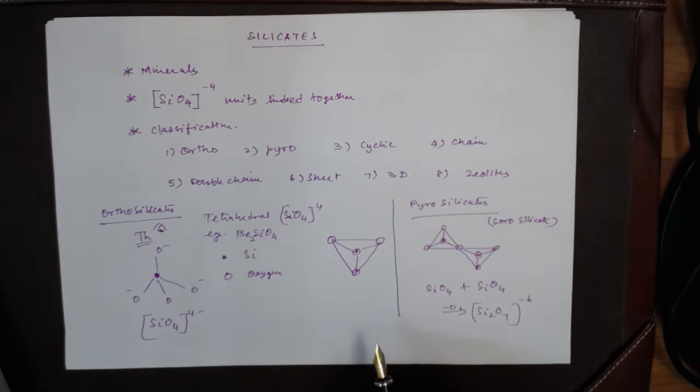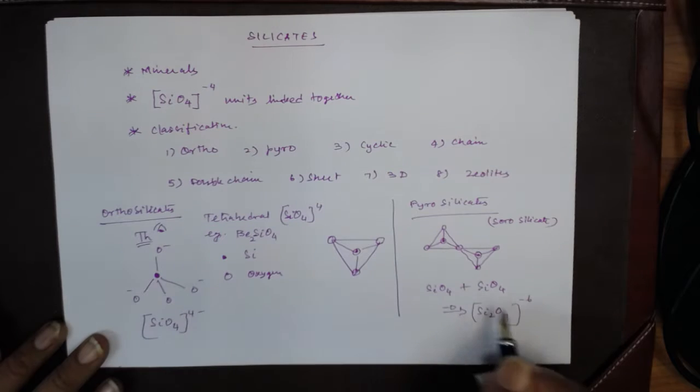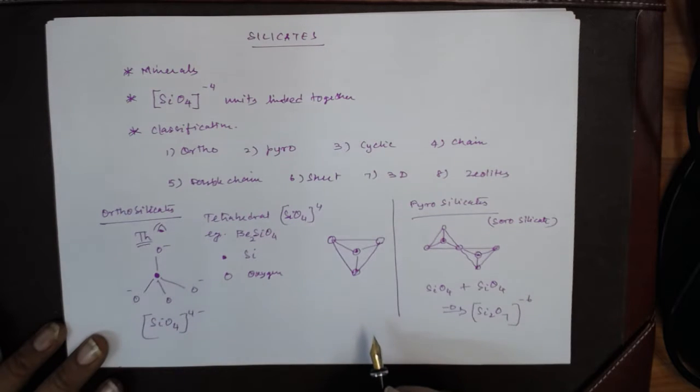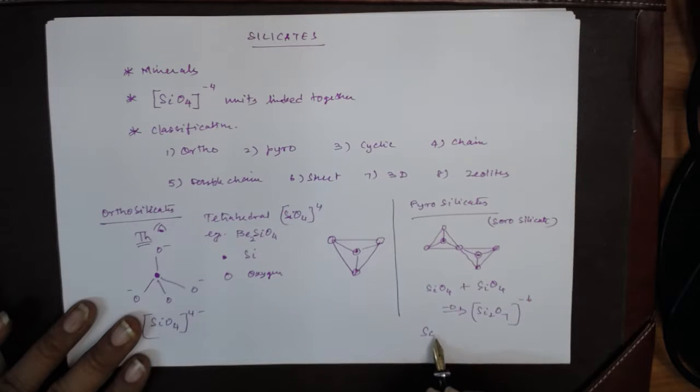So this is called pyrosilicate. So here, by joining these two orthosilicates, you are able to get the pyrosilicate. Got it? And the example is thortveitite, that is scandium silicate, scandium pyrosilicate.